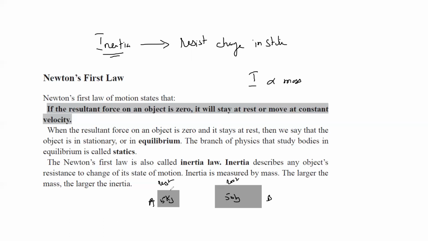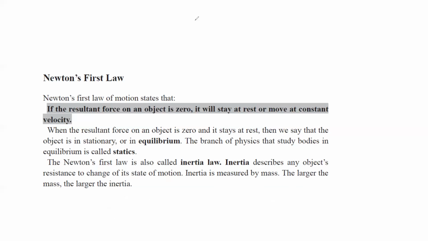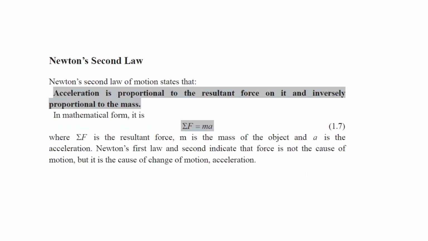So B will be difficult to move, so we can say B is having a greater inertia. A is having a smaller inertia. So inertia is the property of an object to resist the change in state. That's Newton's first law. Then what about Newton's second law?